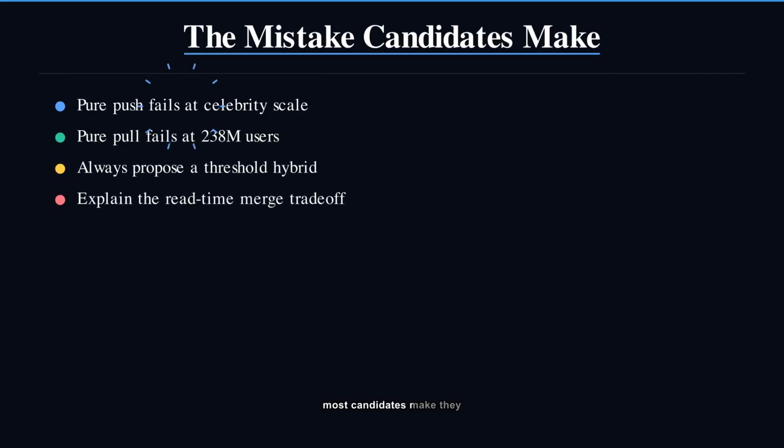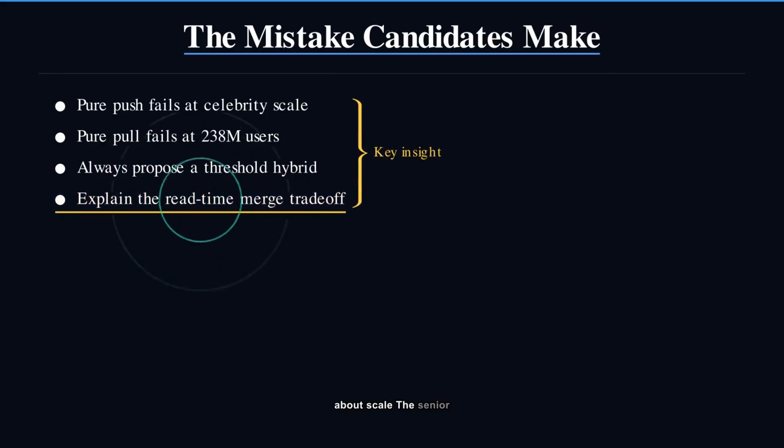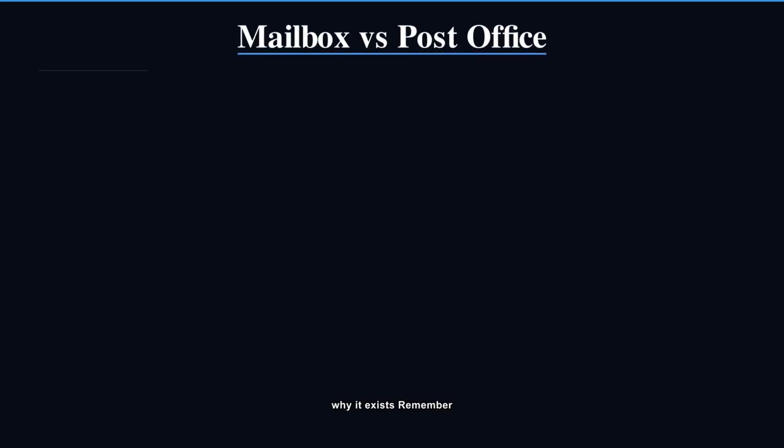The mistake most candidates make: they only mention one model. Pure push sounds elegant until someone asks about celebrities. Pure pull sounds simple until someone asks about scale. The senior answer is always hybrid. Know the threshold, know why it exists.